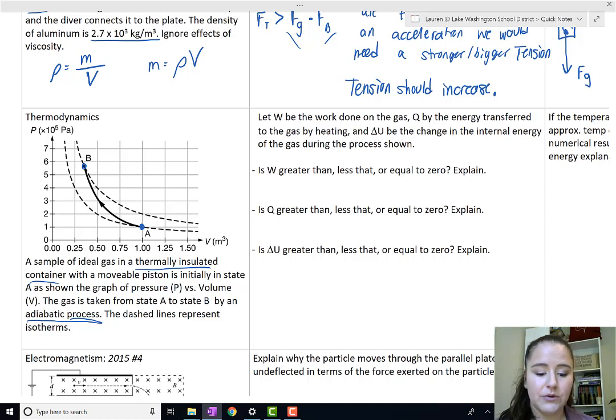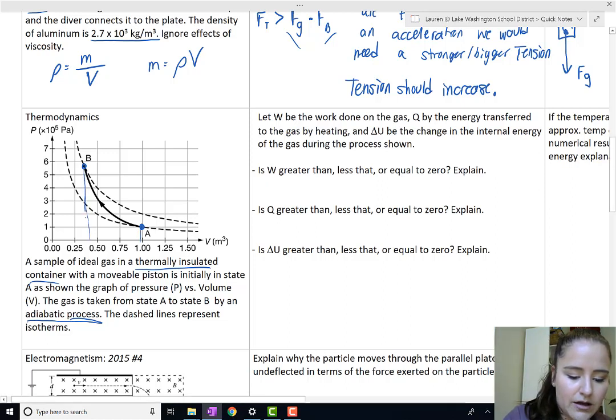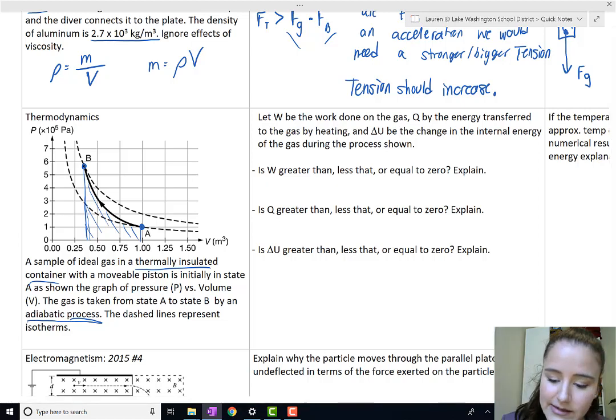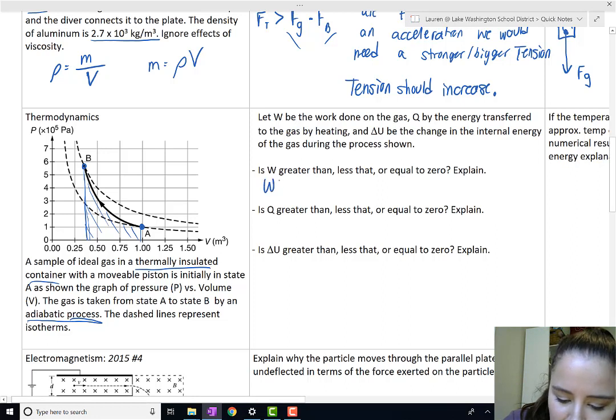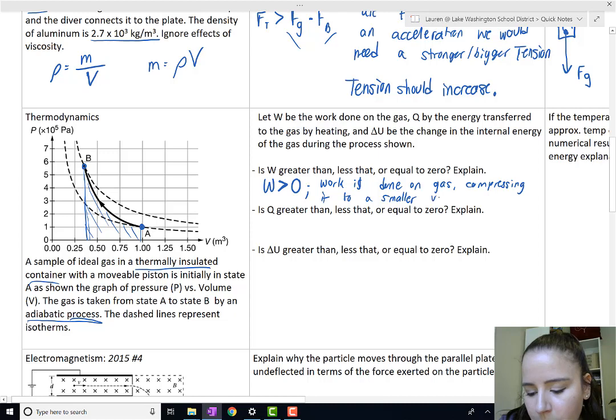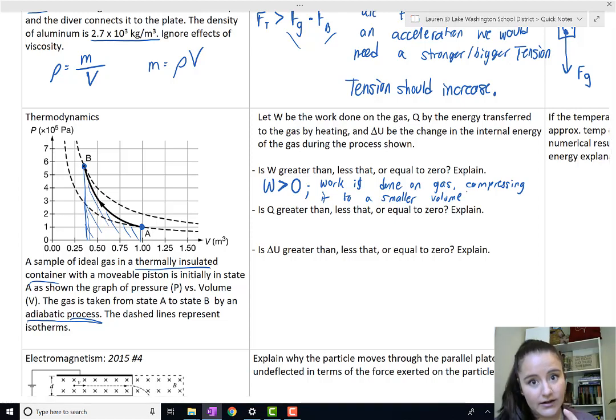So let's start with W, the work. It's moving left on a graph. It is compressing. Also, if you remember, work is the area under the curve on the graph. So all of those make it so that the work is positive. Work is greater than zero. Work is done on the gas, compressing it to a smaller volume. Remember, by convention on AP Physics 2, work is described as positive when work is done on the gas, not by the gas. So the gas is compressing, work is being done on it, so that is a positive work. Putting in energy.